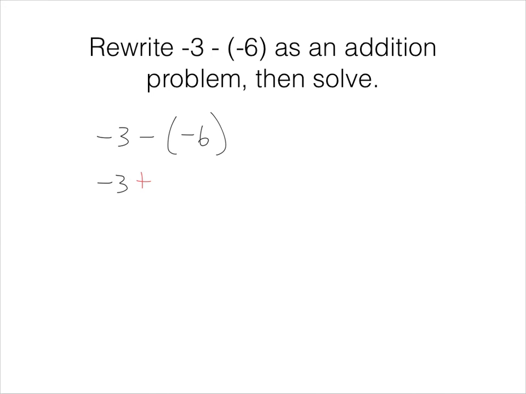So I have negative 3 plus. Now I have to take the opposite of that second number, I have to take the opposite of this negative 6. So the opposite of negative 6 is going to be positive 6. So now I have this problem, negative 3 plus 6, and then I'm going to solve.